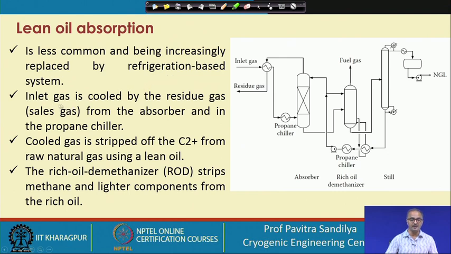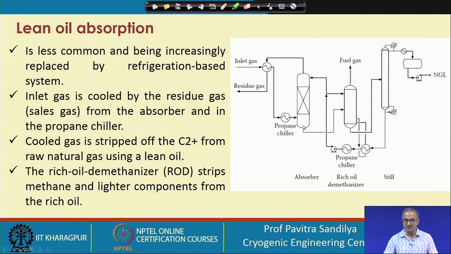Now, here we find that the inlet gas is cooled by the residue gas, that is the sales gas from the absorber, and in the propane chiller. Here we see the inlet gas coming in and it is to be cooled, and this cooling is done by the vapor which is coming from the absorber.